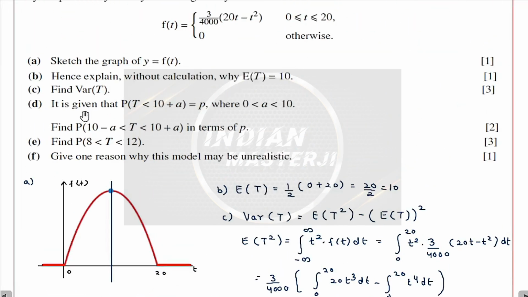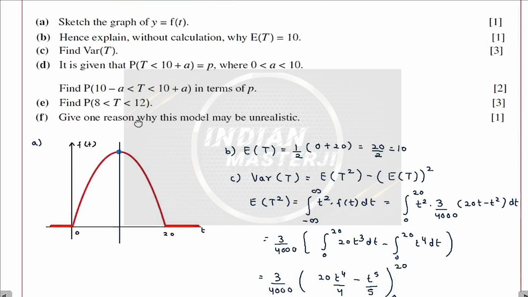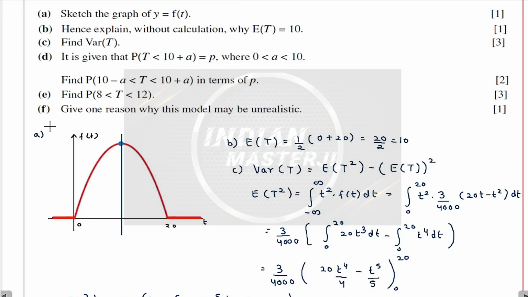Part D. It is given that probability of t less than 10 plus a is equal to p, where a is lying between 0 to 10, and they are asking us to find probability of t being less than 10 minus a, and t greater than 10 minus a and t less than 10 plus a, in terms of p. Now for solving this particular part of the question, we will require this graph, this sketch. So I'll take a snapshot of this sketch. Okay, and I'll take a new page.